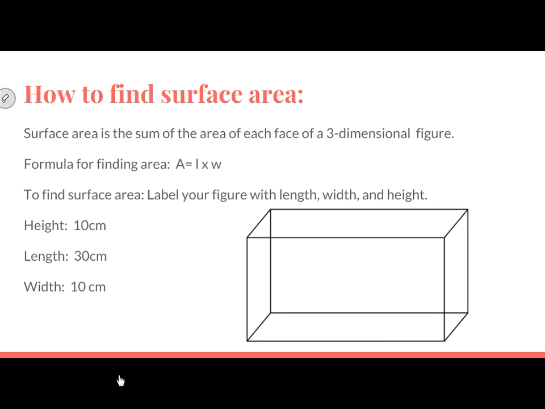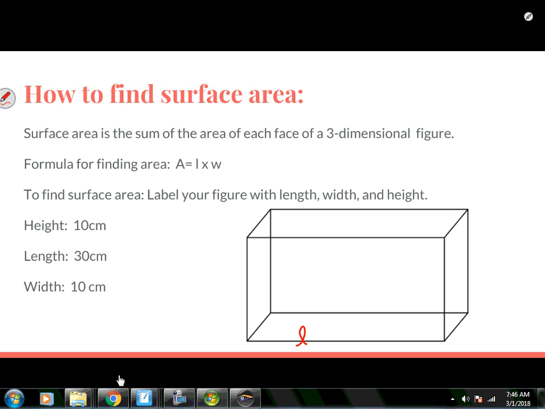Okay, this is our length, this is our width, and this is our height. And then we have our numbers for that. For our height, we have 10 centimeters. For our length, we have 30 centimeters. And for our width, we have 10 centimeters. So we go ahead and label.